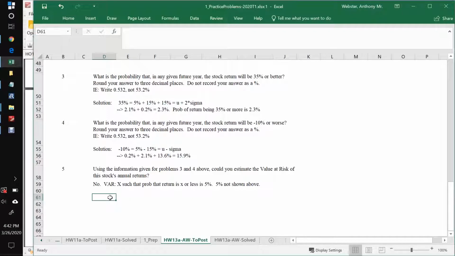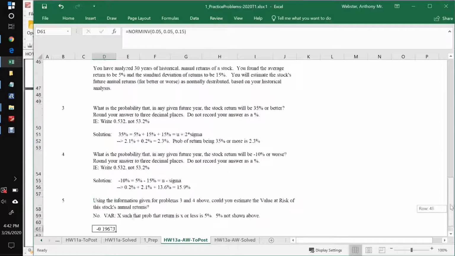We know how we could do it, which I can't ask you on a test, but good to know is our norm inverse function here, and our probability is 5%, and our mean is 5%, and our standard deviation is 15%. Okay, and so our x would be about minus 20%. So once in every 20 years with this stock, we'd expect a return of about minus 20% or worse. Could be a lot worse.